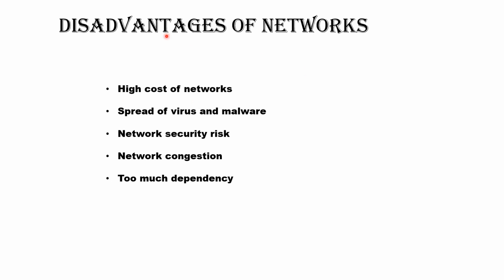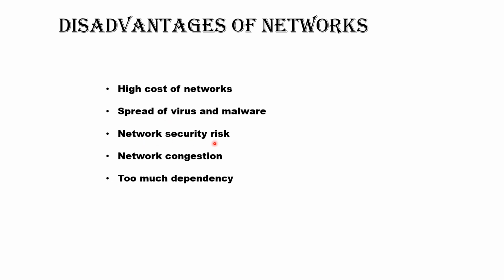The disadvantages of a network: there is the high cost of a network. A network comes with you buying a router, a lot of cabling, you pay for your service provider, you pay for the installation, which can get expensive. There's the spread of viruses and malware. In this situation, just imagine one device in the network has a virus, then it can easily spread to other devices because of its feature of being interconnected.